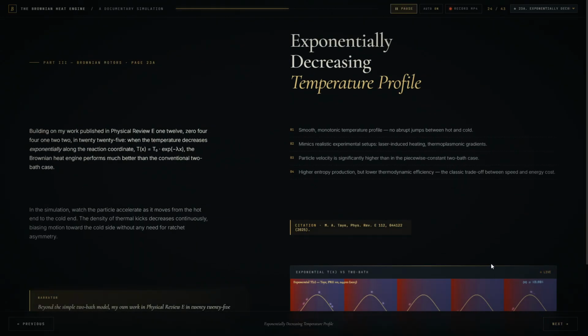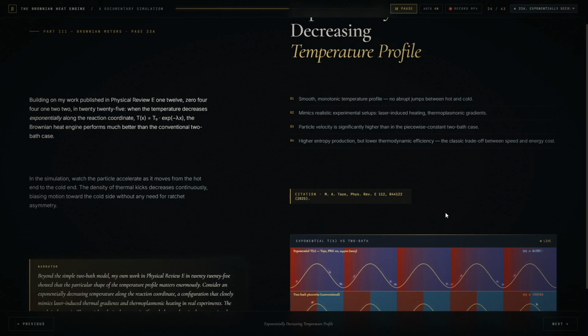Beyond the simple two-bath model, my own work in Physical Review E in 2025 showed that the particular shape of the temperature profile matters enormously. Consider an exponentially decreasing temperature along the reaction coordinate, a configuration that closely mimics laser-induced thermal gradients and thermoplasmonic heating in real experiments. The result is dramatic.